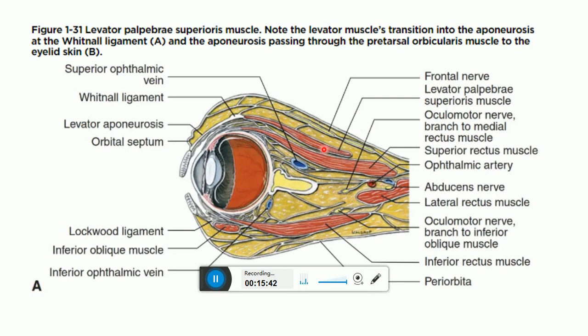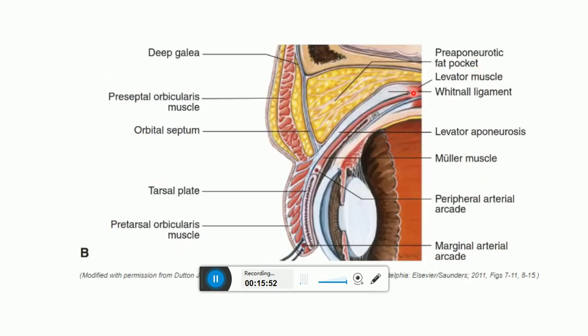Note the transition into the aponeurosis at the Whitnall ligament. This is Whitnall ligament. Also you can see the aponeurosis passing through the pretarsal orbicularis muscle to the eyelid skin. This is the eyelid skin. So the aponeurosis goes towards the skin.